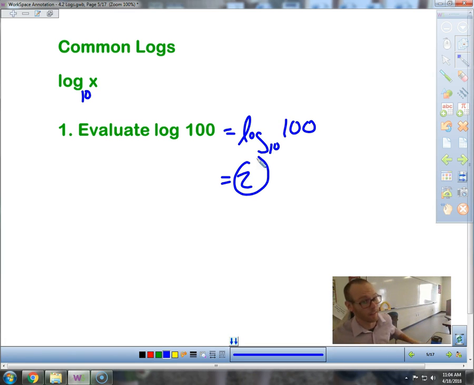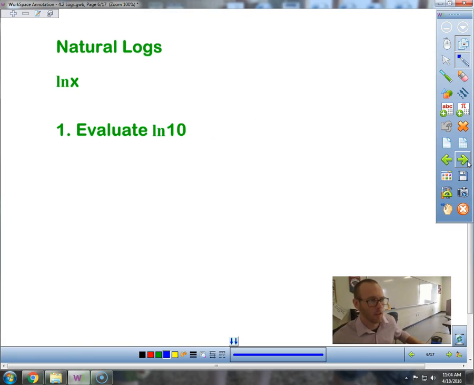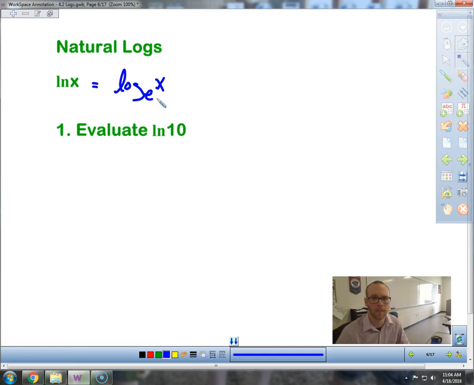And shouldn't need a calculator for that one, right? Another log that we see is the natural log. Natural log of x, you will probably recall, means log base e. So we don't write log base e, we just write the natural log, remembering that our natural base is called e. So if I want to evaluate the natural log of 10, I would have to ask myself, e to the what power equals 10.